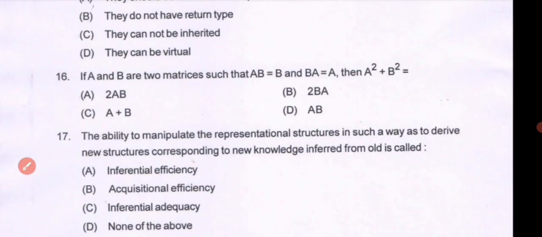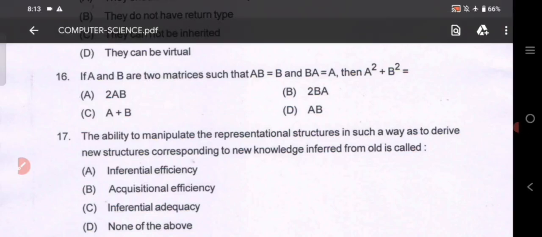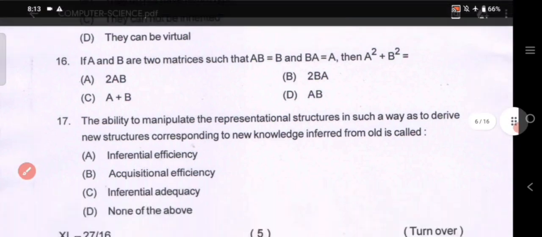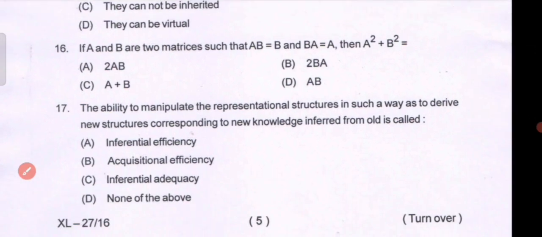Number 16. If A and B are square matrices such that AB is equal to B and BA is equal to A, then A square plus B square is equal to option C, A plus B. Question number 17. The ability to manipulate the representational structure in such a way as to derive new structure corresponding to new knowledge inferred from old is called option C.